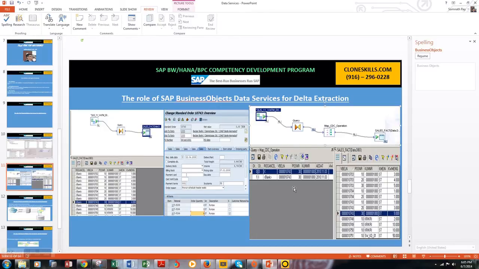So what it exactly did was it cancelled the initial load, which showed a quantity 4 over here, and replaced that with a quantity 9, as we see over here. So that's how it works. So that's all about the role of SAP Business Objects Data Services for delta extraction.